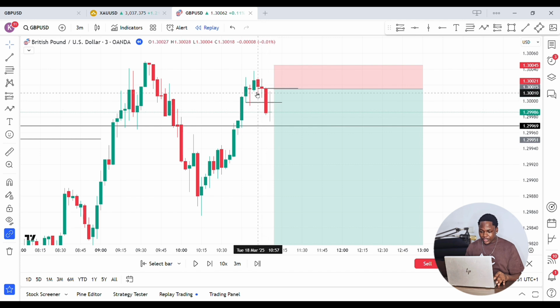So now, immediately I got 2 candles closing below here. You can see this is the first candle and then the second candle. I was like, okay, that's my market structure shift. Again, it only makes sense to me. If you want it to make sense to you, you know what to do.